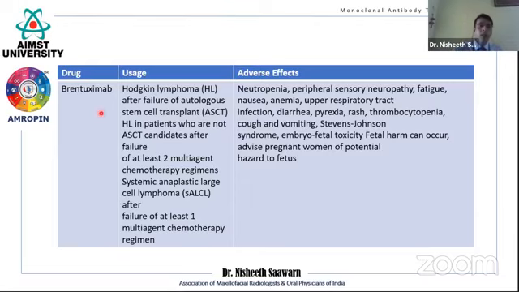Now there is another one, brentuximab. It is of chimeric origin and it is against tumor, so it is used against Hodgkin's lymphoma. The adverse effects are neutropenia, peripheral sensory neuropathy, fatigue, nausea, anemia, upper respiratory tract infection, diarrhea, pyrexia, rash, thrombocytopenia, Stevens-Johnson syndrome, embryo-fetal toxicity. Right, there are so many adverse effects which occur.